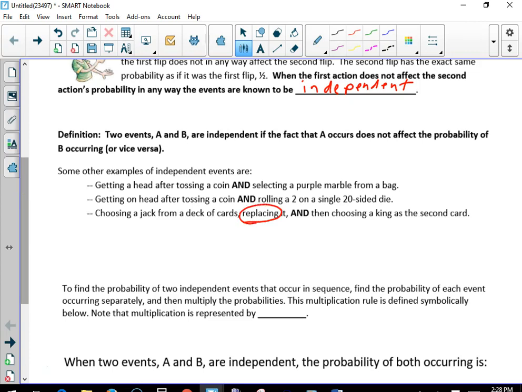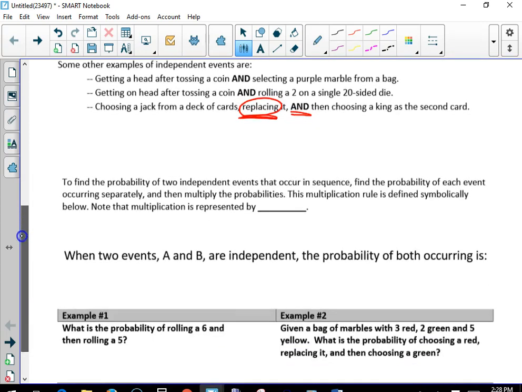If you take a deck of cards, there are 52 cards. If you take a jack out and leave it out, now there's only 51 cards. But if you replace it and then choose a second card, it's like you're starting all over. It makes no difference. Independent.